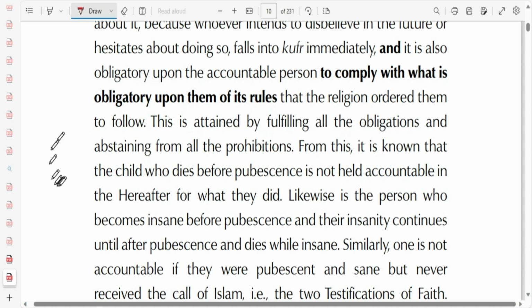From this, it is known that the child who dies before puberty is not held accountable in the hereafter for what they did. So they said they. People talk like that a lot. I don't know if that's correct though. Yani, they use they for singular. Just because people talk like that, I'm not criticizing the book here, I'm telling you something. Just because people talk a certain way, that doesn't mean that it's right because they do it that way.